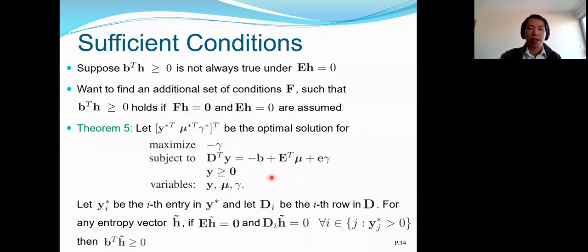And the way to do it is by solving this linear program. And the idea is very similar to what we discussed before. That is, after solving this linear program, we just look at the entries in the feasible solution, that is Y, which are positive, okay? We pick up the corresponding rows in the matrix D. As long as you set the equality constraints in those elemental inequalities to hold, that is DH equal to 0 together with your given equality constraint, then we can verify that this given inequality is true.